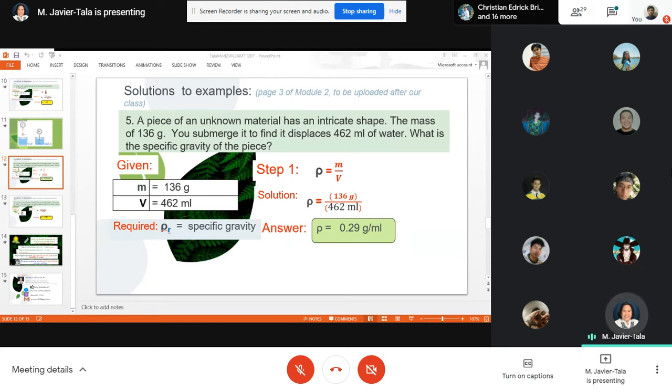So for number 5, you have a piece of an unknown metal that has an intricate shape, meaning it's not regularly shaped. The mass is 136 grams. You submerge it and find that it displaces 462 milliliters of water. So what is the specific gravity of the piece?